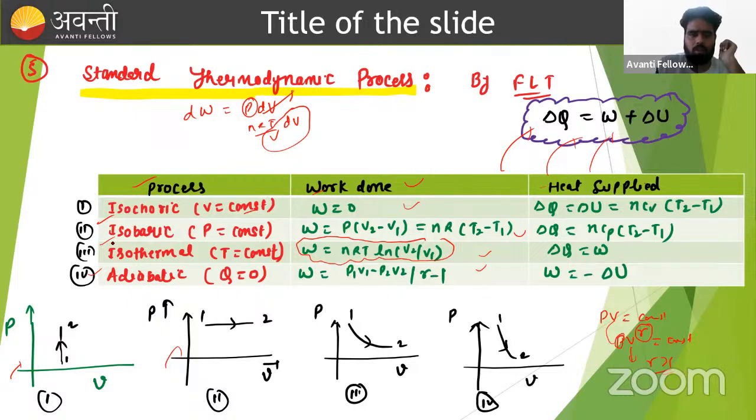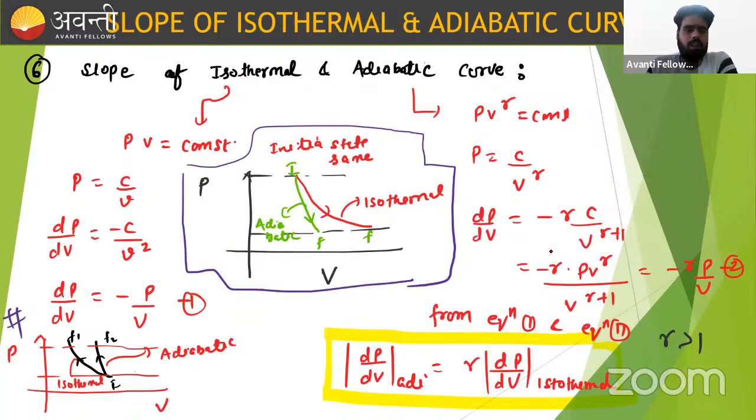Okay, beta. So we have to remember the work done for each process and how we can calculate the heat supplied value. Okay. The next important point is: what is the relation between the slope of the isothermal and adiabatic process?